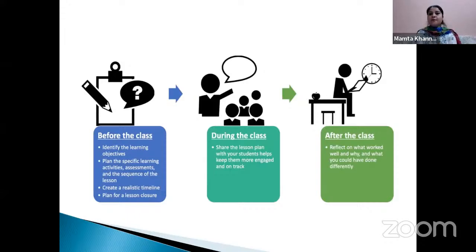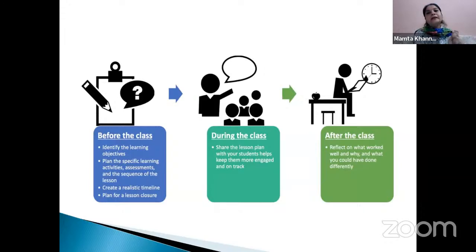This is the three main domains on which a teacher works. The first one is planning before the class, then during the class, and after the class. A lesson plan must have all these three components. Before the class, what do I mean by that? Before entering your class is identifying the learning objective, planning the specific learning activities, creating a realistic timeline, and planning for lesson closure.